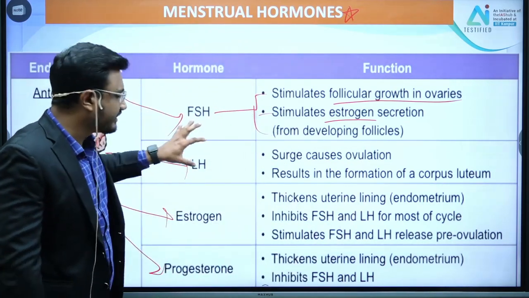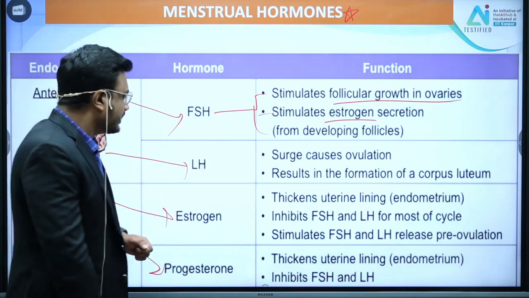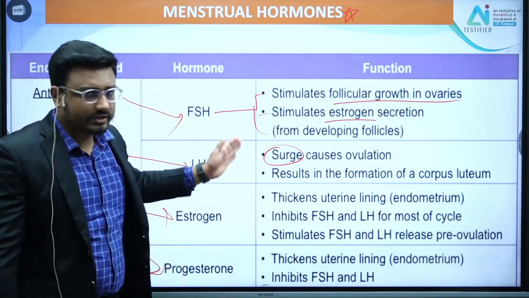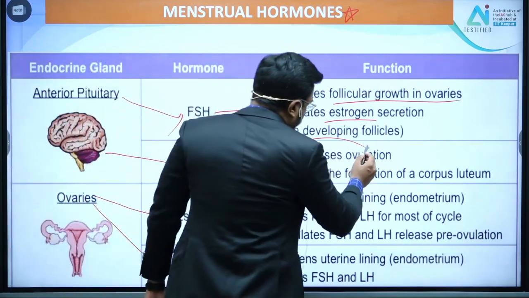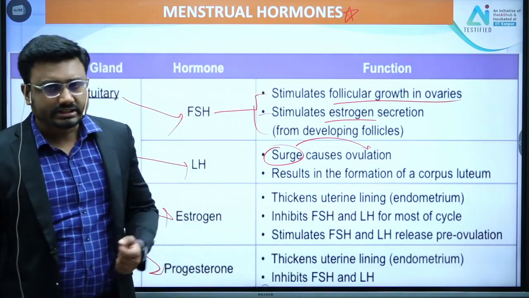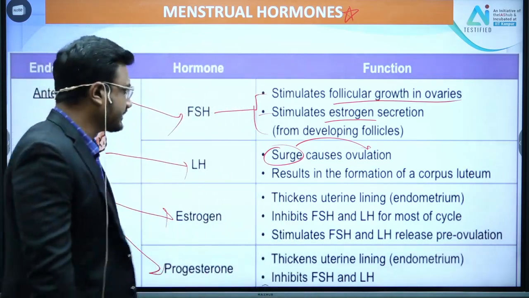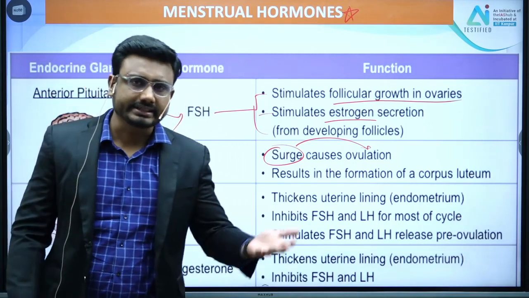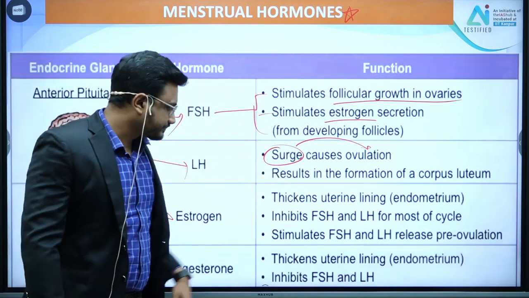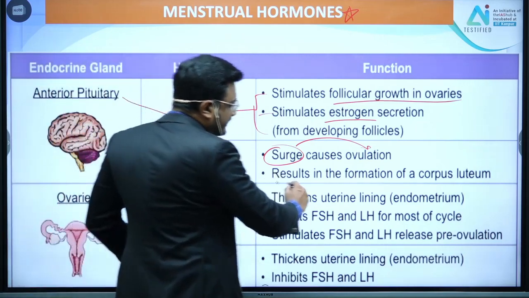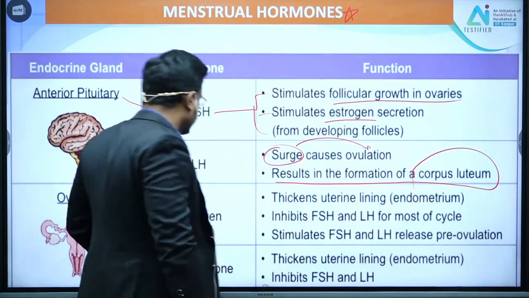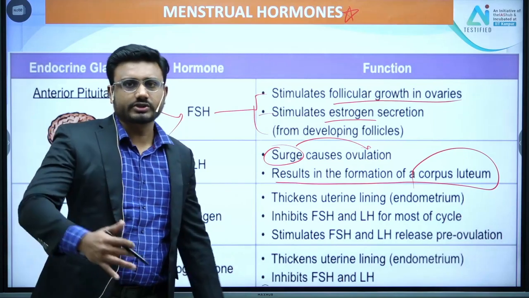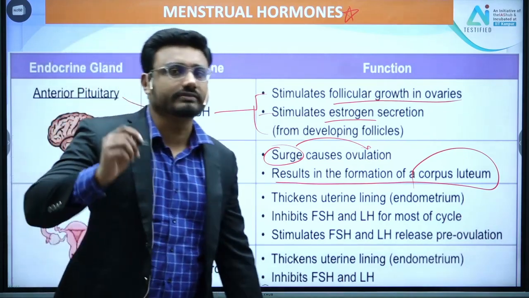So the role of the luteinizing hormone, let us discuss that. The surge of the luteinizing hormone that happens prior to ovulation helps in the ovulation process. The LH surge causes ovulation, that is, the Graafian follicle ruptures and the ovum is released. It results in the formation of the corpus luteum, which is responsible for the secretion of progesterone.